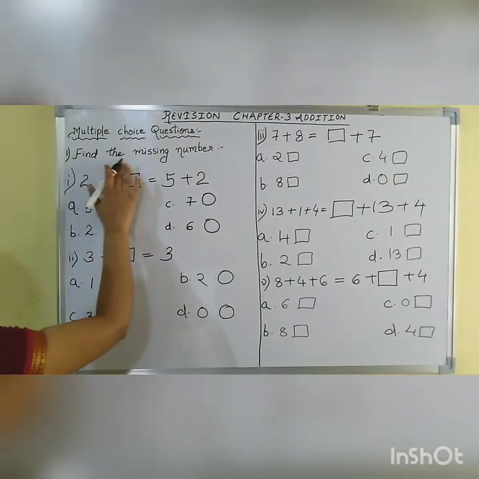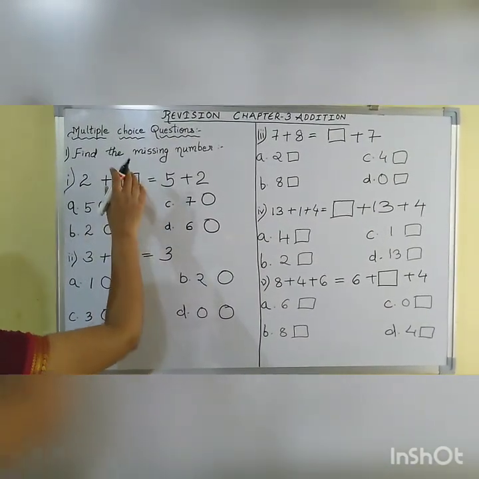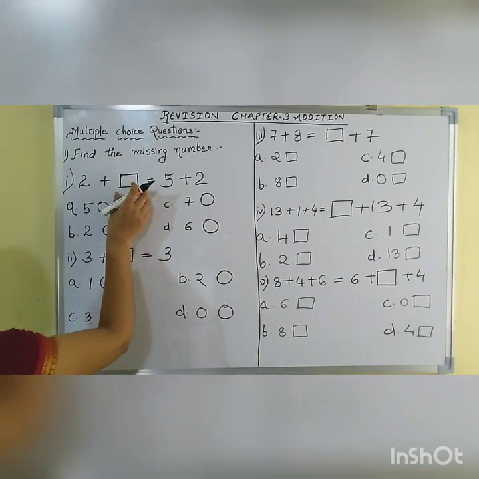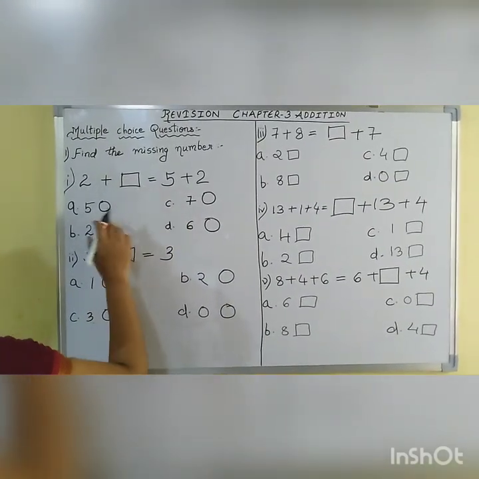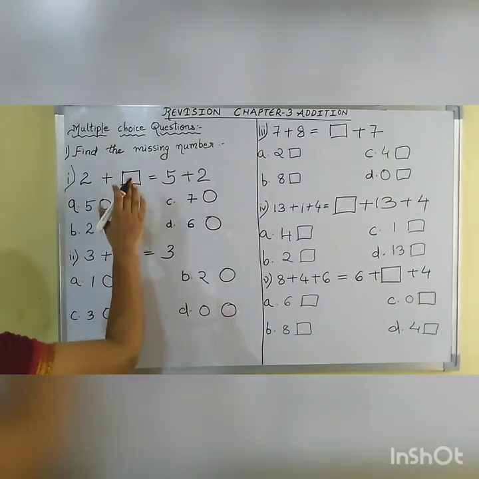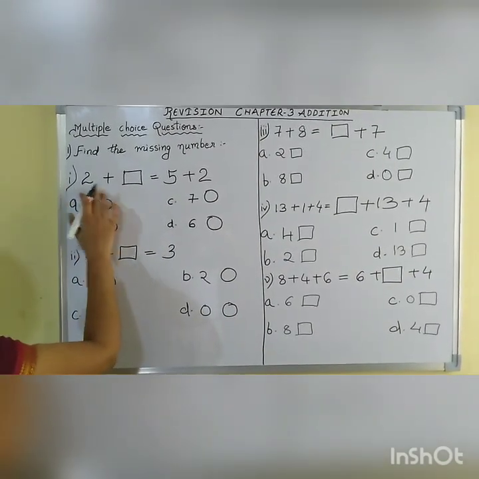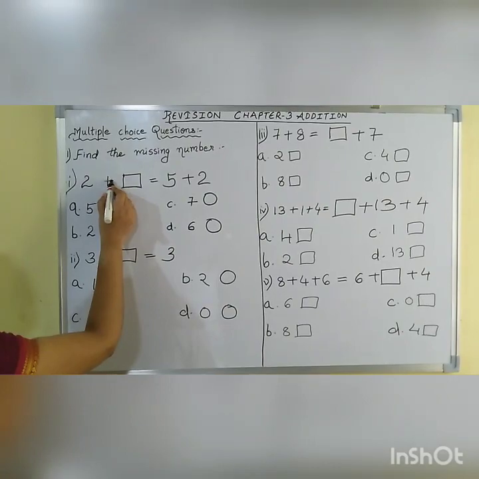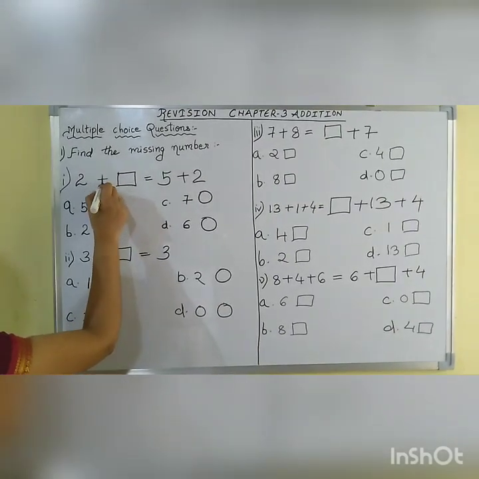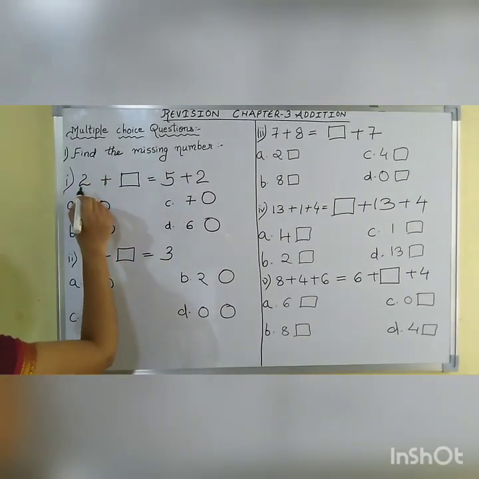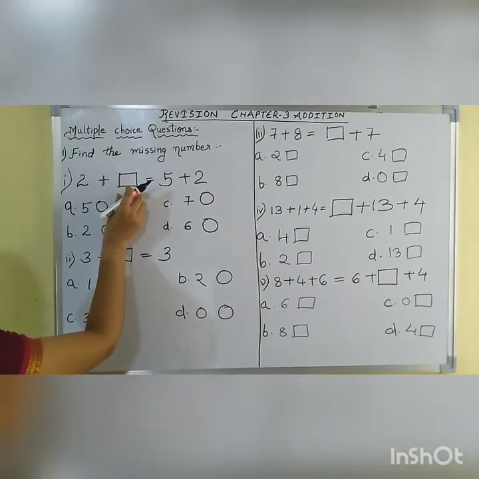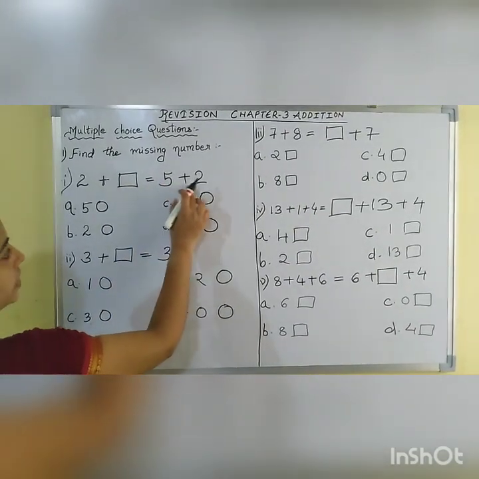Question first, find the missing number. That means one number, one digit, will be missing there. You have to find from the options which is the correct one. Let us solve now. First, 2 plus, this is the sign of addition. Remember, this is the sign of addition. So 2 plus nothing equals 5 plus 2.